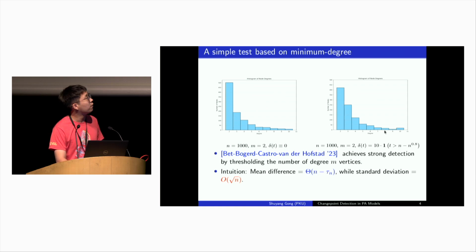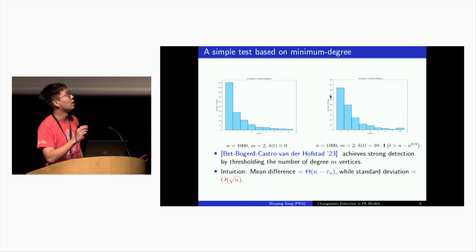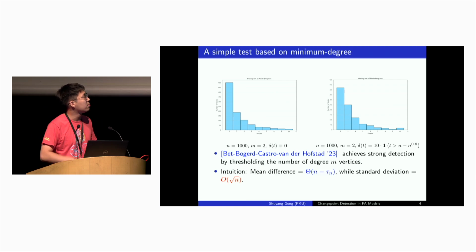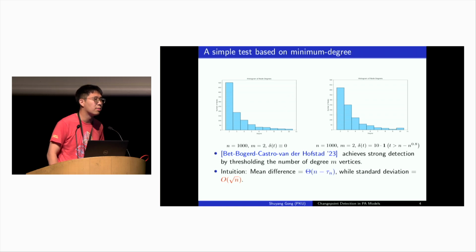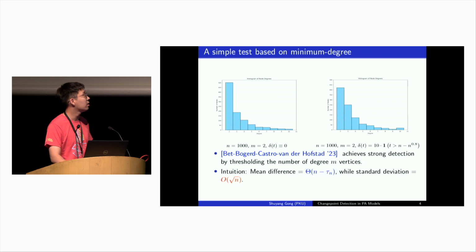In this figure, we can see the number of degree 2 vertices is only slightly above 400. So this is very different. This simulation may suggest a test statistic obtained by thresholding the number of degree m vertices. This has actually been studied by Bet, Bogerd, Castro, and van der Hofstad in 2023.